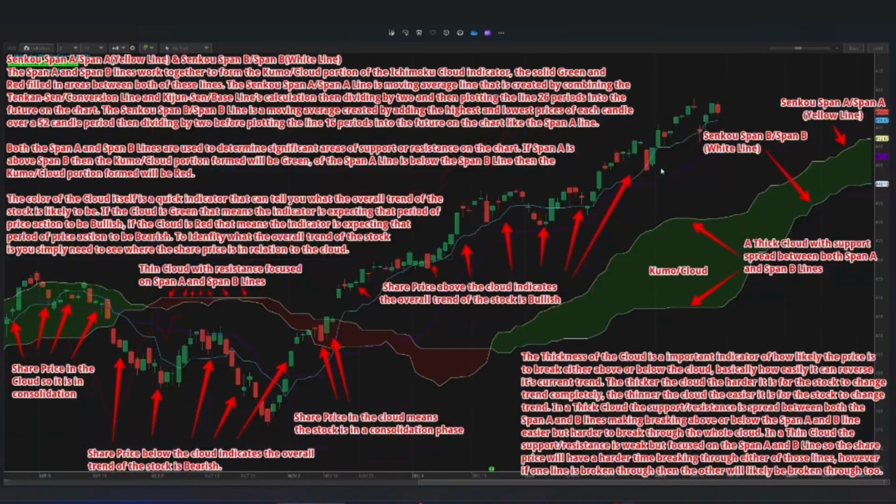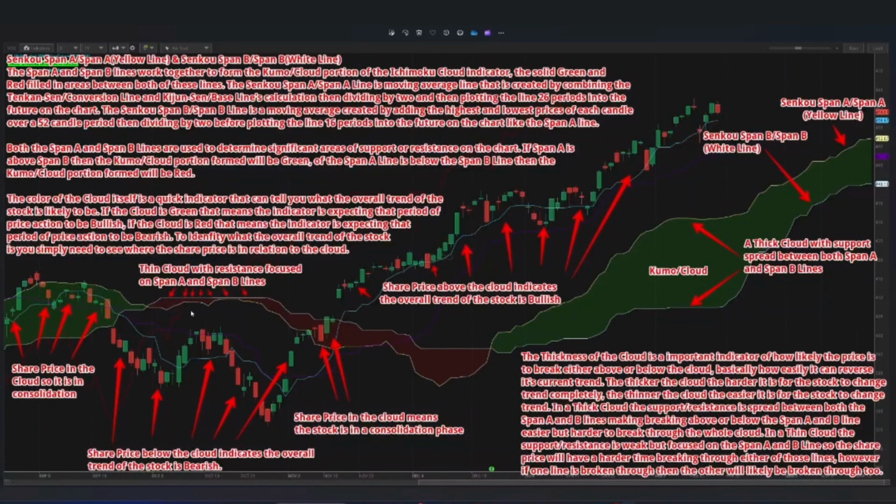So the thickness of the cloud is also important. In a thick cloud, that means that the support and resistance levels are spread out between both the Span A and Span B lines. So that means when the share price gets close to either the top line or the bottom line of the cloud, it's going to have a very easy time breaking through either the top line or the bottom line if the share price is beneath the cloud. But it's going to have a hard time breaking through the cloud completely because of how thick the cloud is and how spread out that support is or how spread out that resistance is.